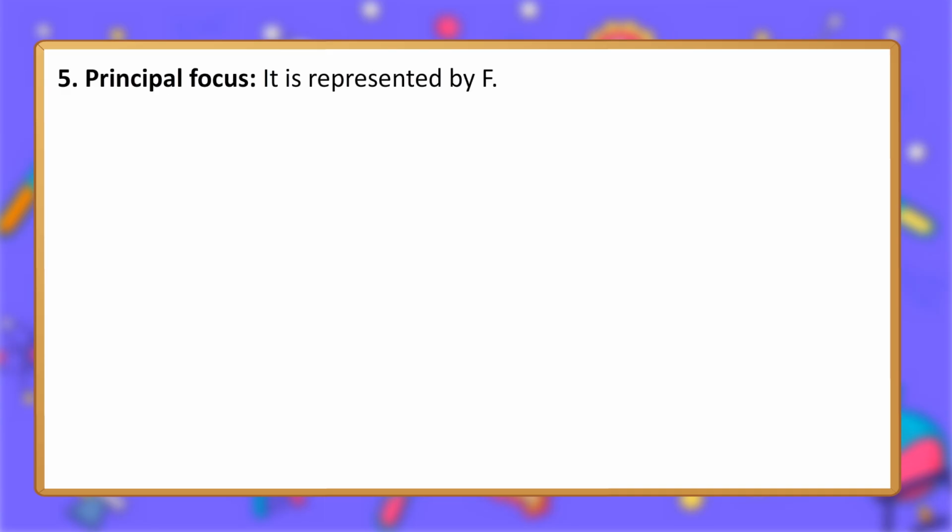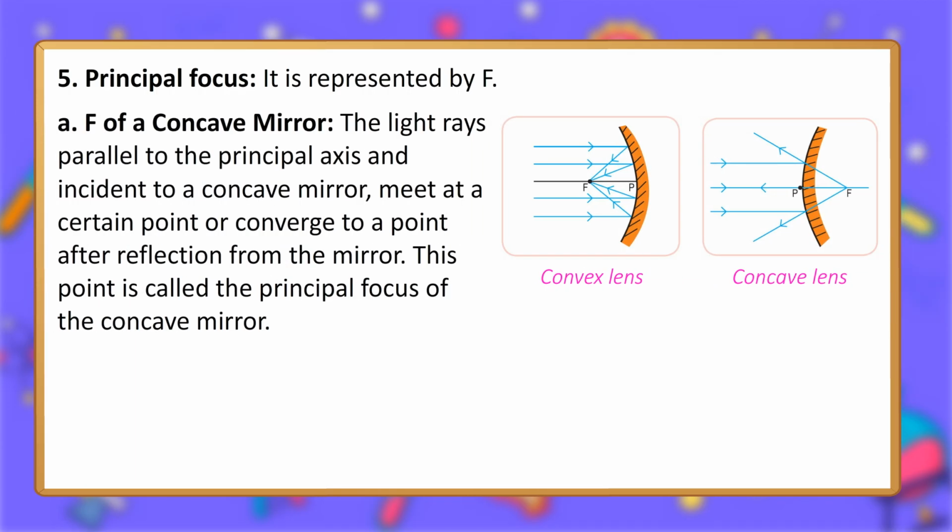5. Principal focus. It is represented by F. F of a concave mirror. The light rays parallel to the principal axis and incident on a concave mirror meet at a certain point, or converge to a point, after reflection from the mirror. This point is called the principal focus of the concave mirror.